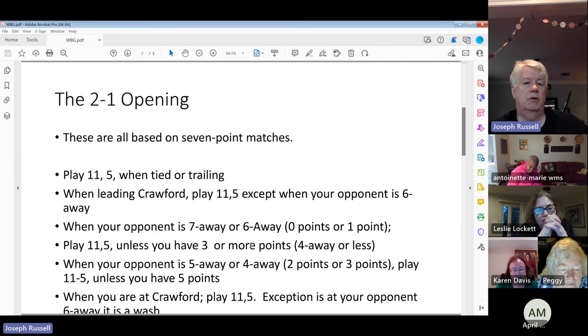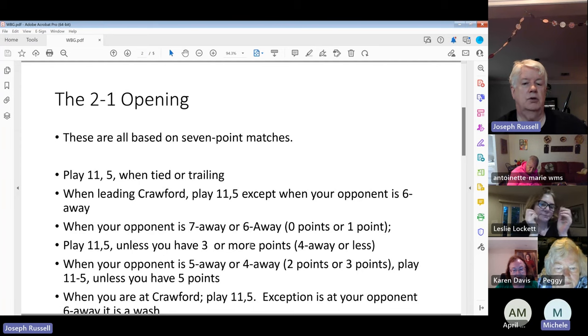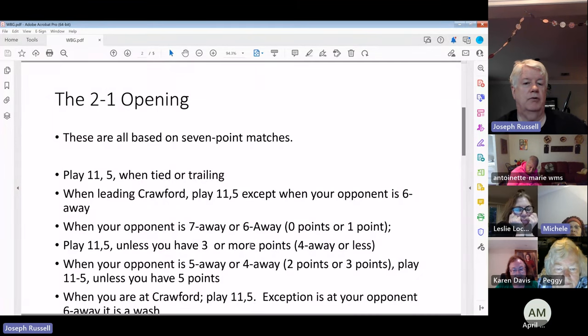When your opponent is 0, you slot unless you have 3, 4, or 5. When your opponent is 1, you slot unless you have 3, 4, or 5. When your opponent is 2 or 3, you slot unless you have 5. When you're at Crawford, you always slot. So basically, you could always slot. You'd almost never be wrong just always slotting, except in those three examples. So that's pretty easy to remember. Let's go on to the next one.